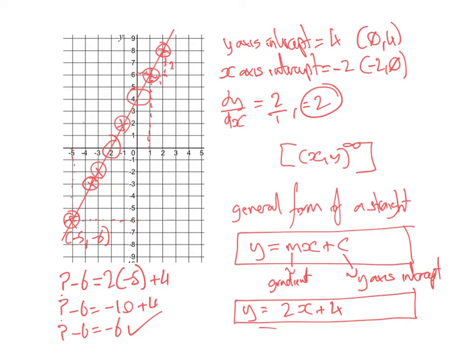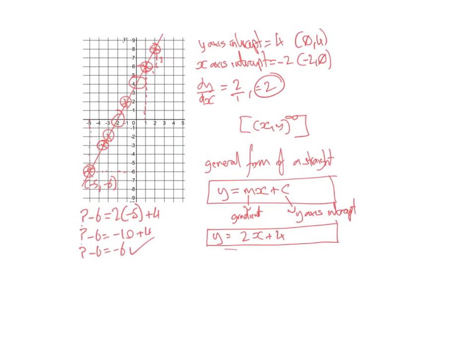Not only can we use it to prove that points are on a straight line, we can also use it to prove points aren't on a straight line. So we could pick 0, 0, for instance, and push that in. We can see it's not on the straight line, but let's test it. Is y equals 0 equal to 2 times x equals 0 plus 4 using this equation? So is 0 equal to 0 plus 4? Is 0 equal to 4? No.